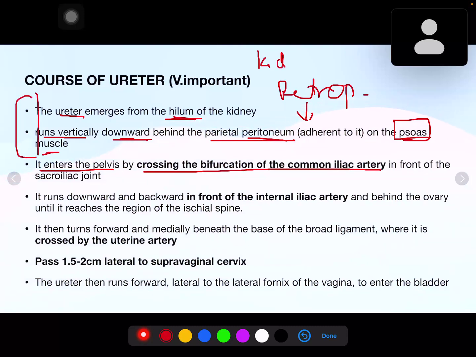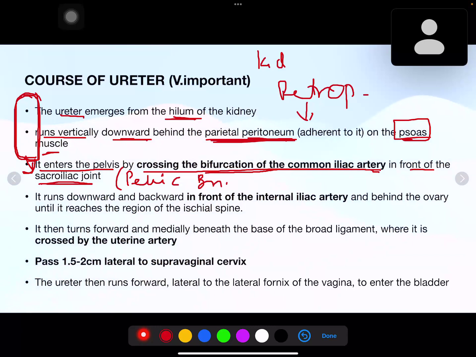So this is the abdominal route, you can say. During the abdominal route, the ureter is just going behind the parietal peritoneum, retroperitoneally over the psoas muscle. Then it enters the pelvis, where it enters by crossing the bifurcation of the common iliac artery in front of the sacroiliac joint. You can say this is the level of the pelvic brim as well. Okay, if you see the pelvis where the sacroiliac joint is, that would be the pelvic brim area, and here the ureter crosses the bifurcation of the common iliac arteries. That is a very, very important relation of the ureter.